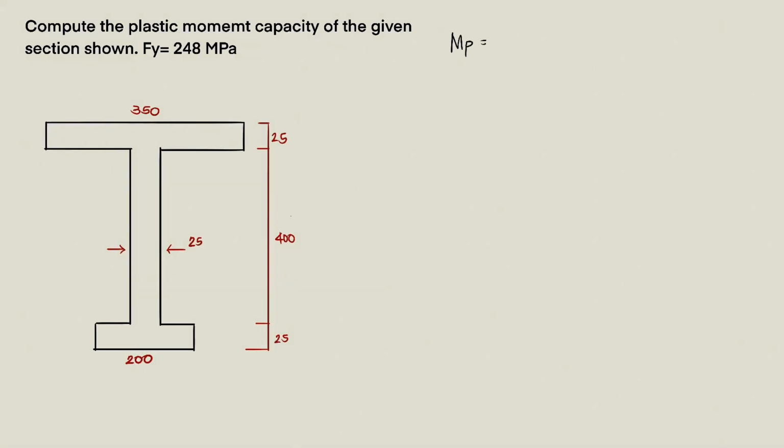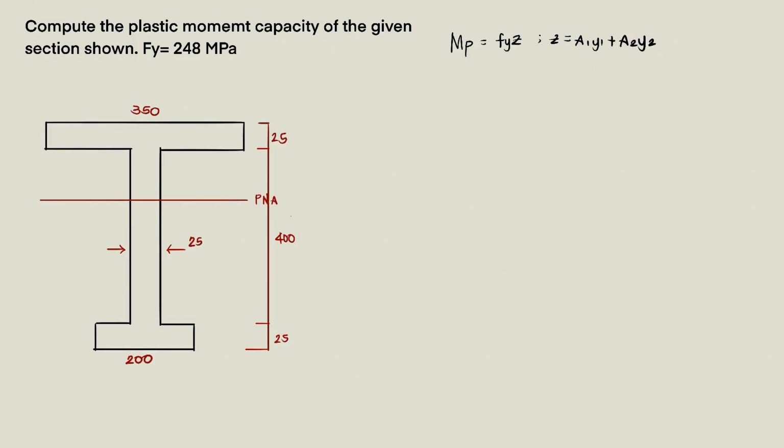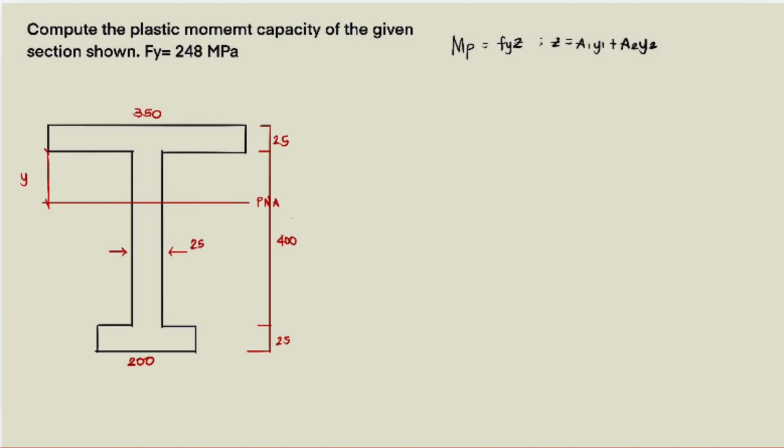Now, we have to find the area for the value of the plastic moment capacity. The value of Mp is equal to Fy multiplied by the plastic section modulus. To find the plastic section modulus, Z is equal to A1 Y1 plus A2 Y2. For this parameter, we need to identify the plastic neutral axis since our section is asymmetrical. To find that, we need to find the area. The area should be the same from the top of the plastic neutral axis to the bottom of the plastic neutral axis. So let's assume that the plastic neutral axis is up to here.